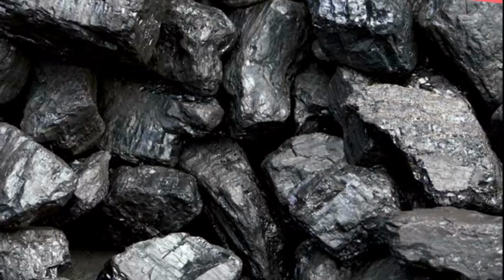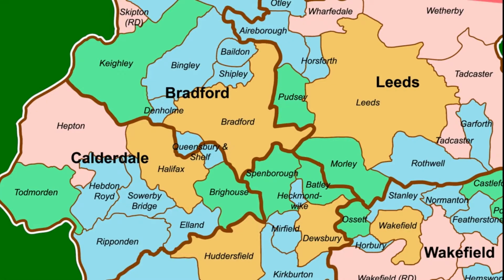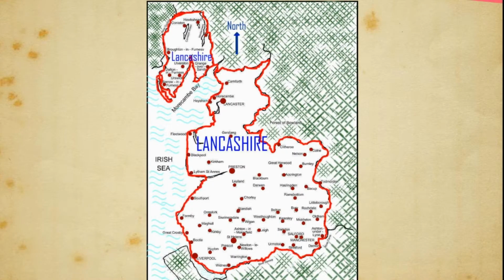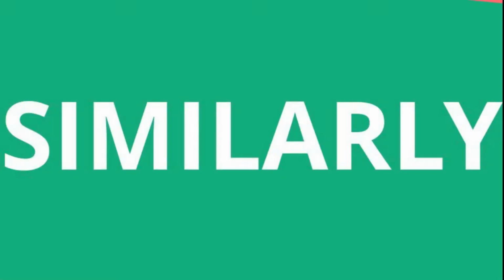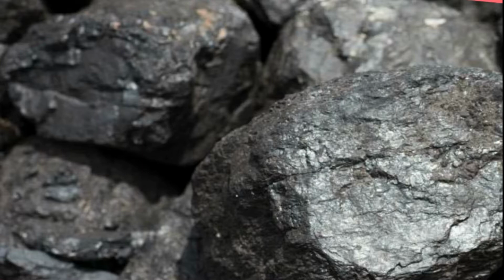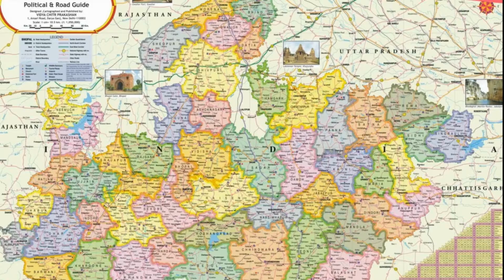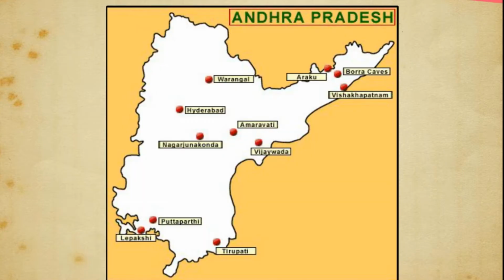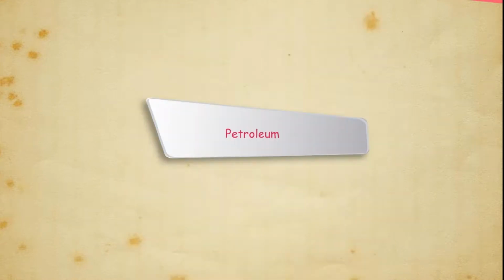UK also produces high quality of coal at Durham, Newcastle, Yorkshire, Lancashire, Derby and South Wales. Similarly, Ruhr Basin and Rhine Basin of Germany produce good quality of coal. India has mostly bituminous coal. The states of West Bengal, Jharkhand, Madhya Pradesh, Maharashtra and Andhra Pradesh are the leading producers. Lignite is found mostly in Tamil Nadu.